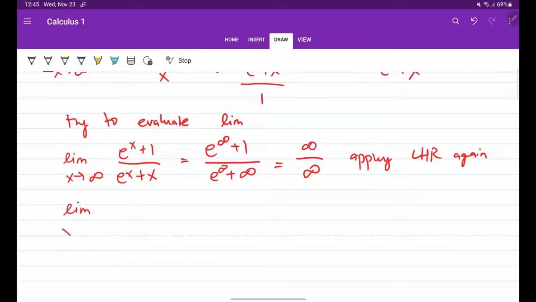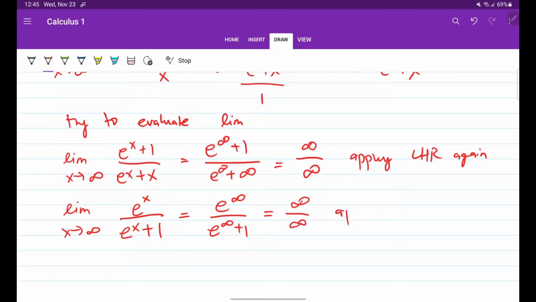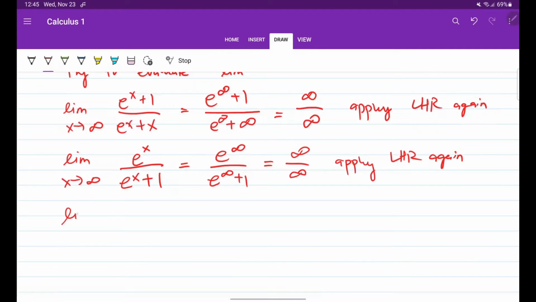The limit as x approaches infinity is now e^x over (e^x + 1). Let's evaluate the limit again: e^infinity over (e^infinity + 1), and this is infinity over infinity. We apply L'Hopital's rule again. The derivative of the numerator is e^x, and the derivative of the denominator is just e^x. So this is equal to 1.